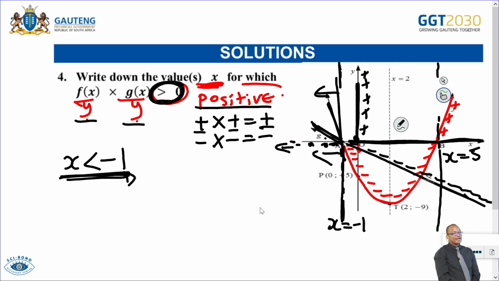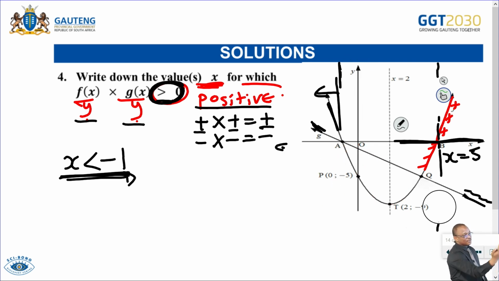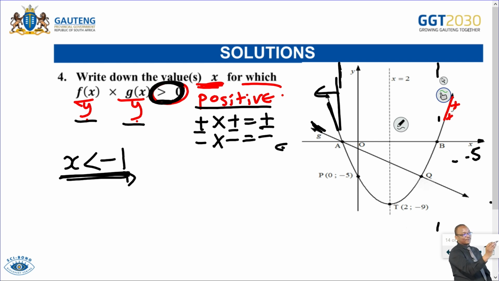Now, another interval, which one is it? It's the one where I'm having negative y values of g and negative y values of f. From where now? From A to B, which is 5.